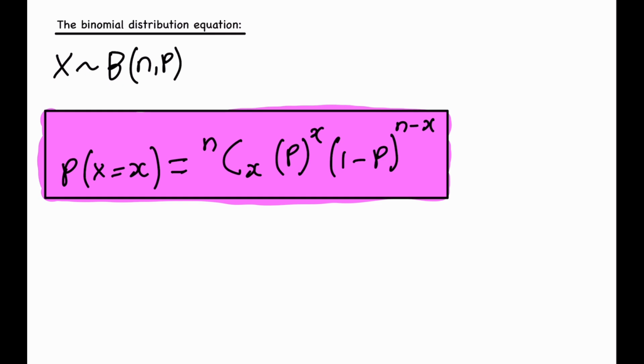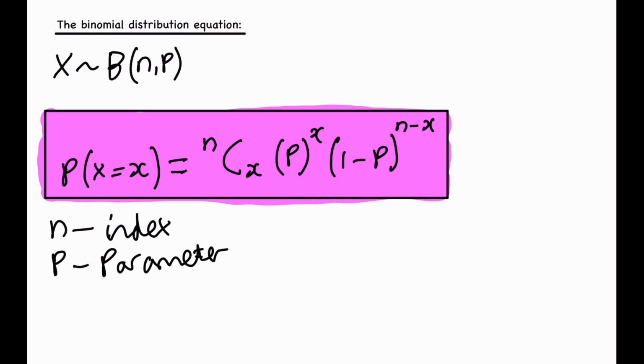Sometimes they say that n is called the index, p is the parameter, and when it has the squiggly line over here, it's basically saying follows the distribution.